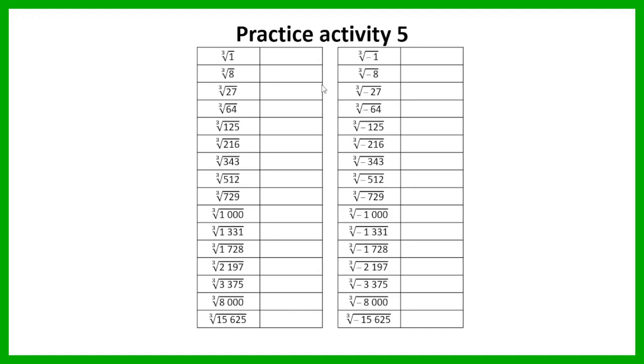Okay, you should be done with those, so let's go through all of them. You should have found the cube root of 1 is just 1. The cube root of 8 is 2. The cube root of 27 is 3. Of 64 is 4. Of 125 is 5. The cube root of 216 is 6. The cube root of 343 is 7. The cube root of 512 is 8. The cube root of 729 is 9. The cube root of 1000 is 10. The cube root of 1331 is 11. Of 1728 is 12. Of 2197 is 13. Of 3375 is 15. Of 8000 is 20. And the cube root of 15625 is 25.